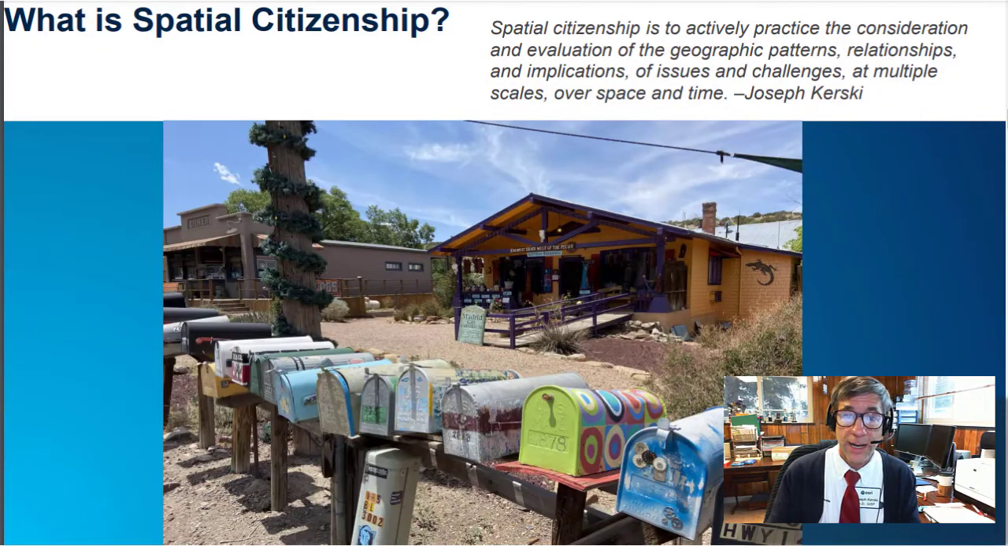To build on this good work, I say that spatial citizenship is to actively practice the consideration and evaluation of the geographic patterns, relationships, and implications of issues and challenges at multiple scales over space and time. Citizenship education may also include the morals, ethics, and values that students experience in their studies as they interact within society. Moral and ethical actions result from a lifetime of learning and practice, both in school and out of school. However, it is in the early years of education that provide the basis for citizens to make sound moral judgments, ethical decisions, and reflect values that promote the common good.